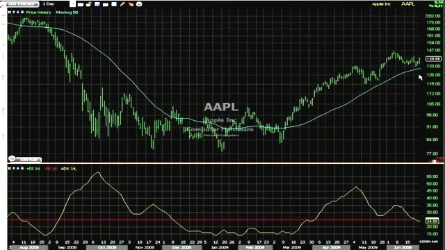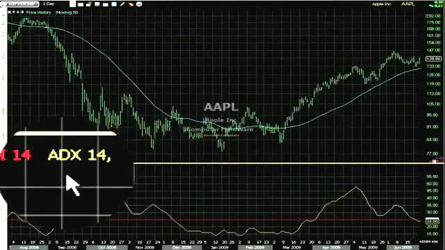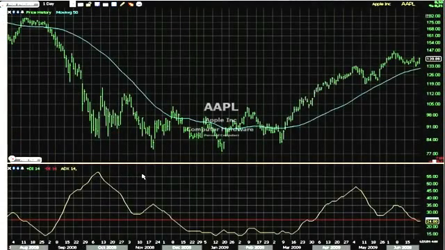ADX is calculated by using a moving average of price expansion over a specific period. The default settings are 14, the same one as I've chosen here. But you can of course change this so it suits your style and time frame.